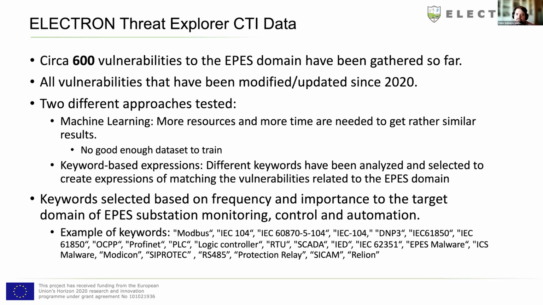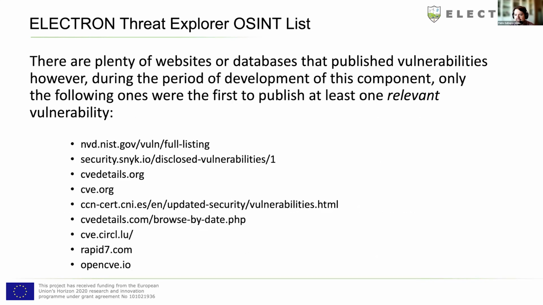Next slide. As you can imagine, there are a lot of websites, databases and open source intelligence databases that publish this information. During the development of this component, we analyzed almost 50 different data sources, and we came to the conclusion that we only want to analyze those that were the first to publish at least one relevant vulnerability for us. So here you have the list that we are working on.